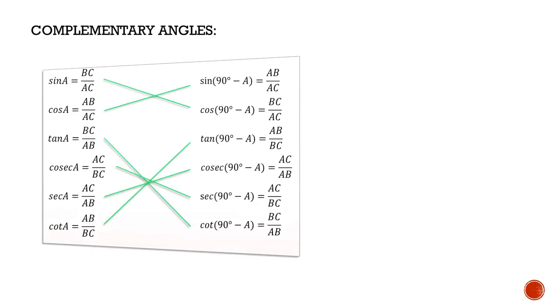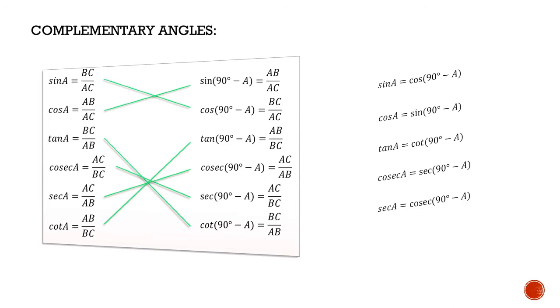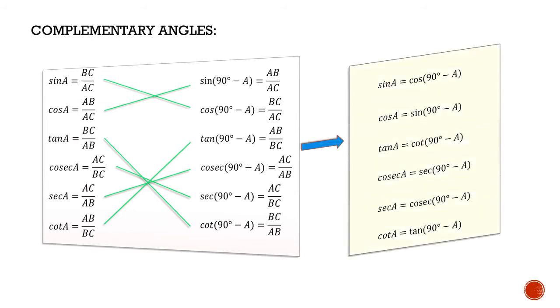Which leads to the conclusion, which we shall be seeing in the next slide, that we will be able to write them down as a summary: sine of A is equal to cos of 90 minus A, cos of A is sine of 90 minus A, tan of A is cot of 90 minus A, cosec of A is sec of 90 minus A, sec of A is cosec of 90 minus A, and cot of A is tan of 90 minus A. These are equals.